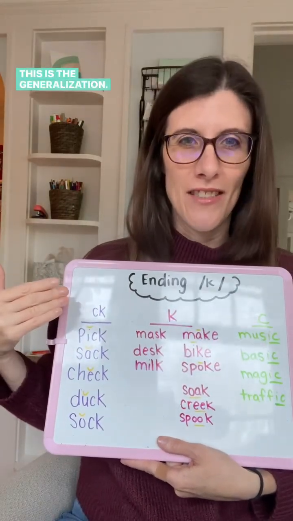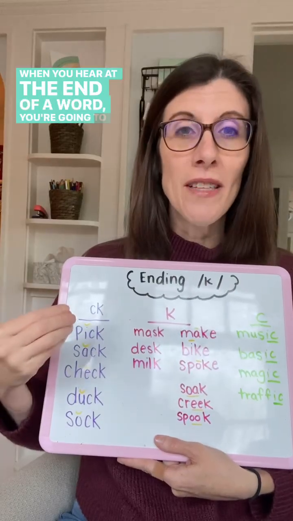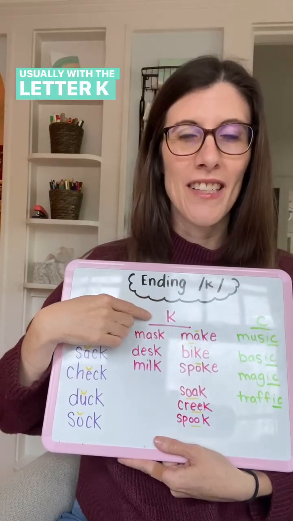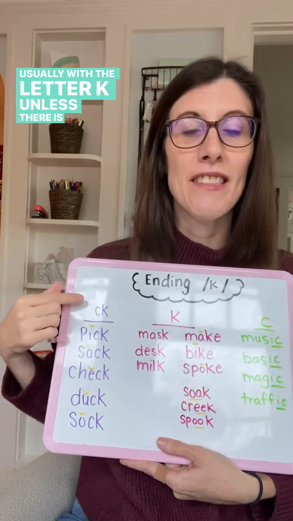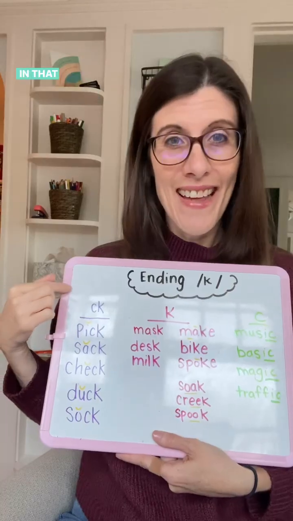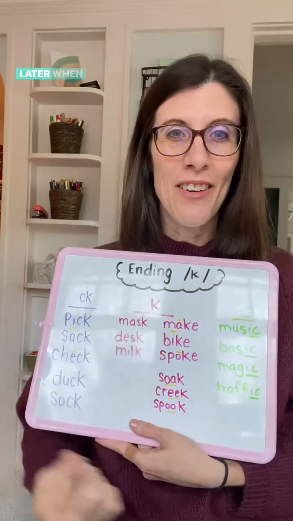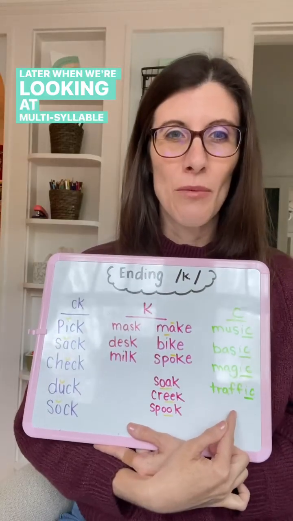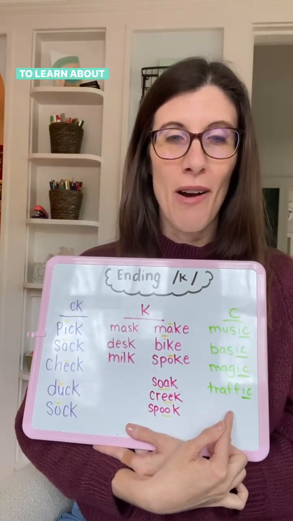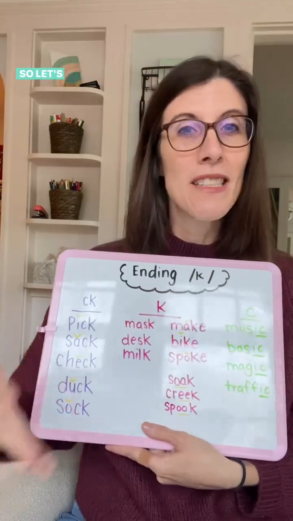This is the generalization. When you hear k at the end of a word, you're going to spell it usually with the letter K, unless there is a short vowel sound right before the k sound. In that case, you'll use CK. Later, when we're looking at multisyllable words, you're going to learn about IC spelling for words that end in ick. So let's back up a little bit.